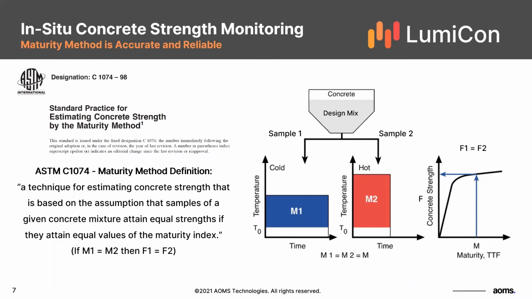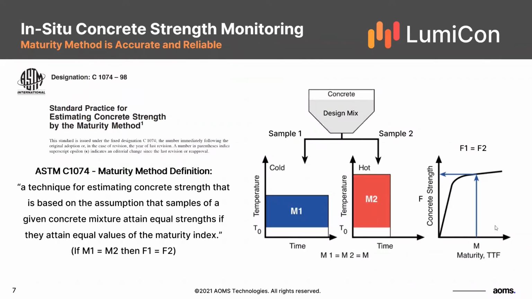So basically, if two different samples of the same design mix, one small, one big, both attain the same maturity numbers, it is an indication that both of them could have reached the same strength. So it's all about how the maturity can be correlated to the strength, and how the temperature during the heat generation inside the concrete can be correlated to the strength.